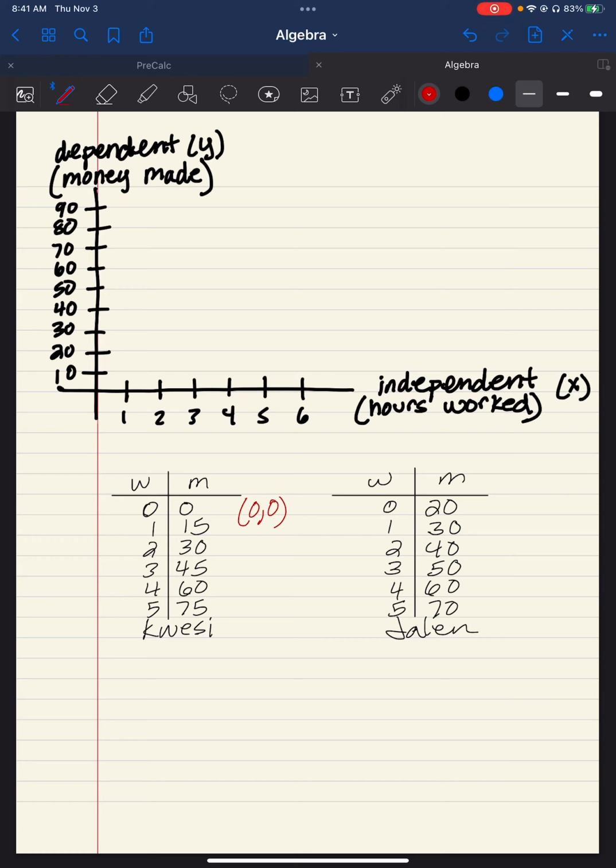And this would be 115, 230, 345, 460, and 575. These are all points. And we're going to graph them on this graph.